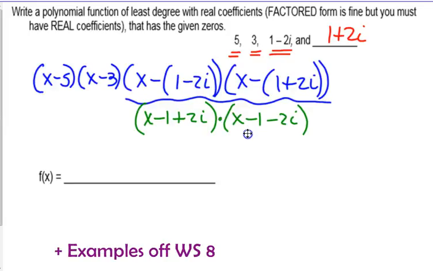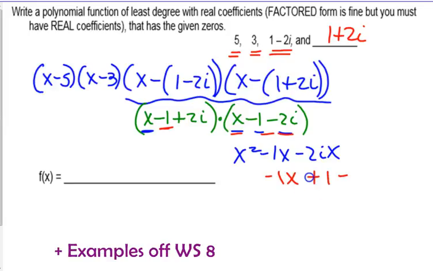I'm going to show you the FOIL one more time. You take this x and you distribute it all the way through here. So you get x squared minus 1x minus 2ix. Then you take the negative 1 and you distribute it all the way through here. So you get a negative 1x plus 1 plus 2i.